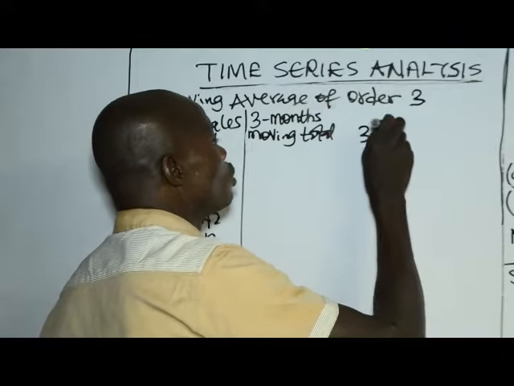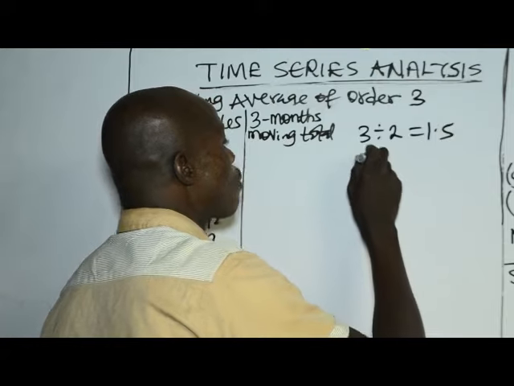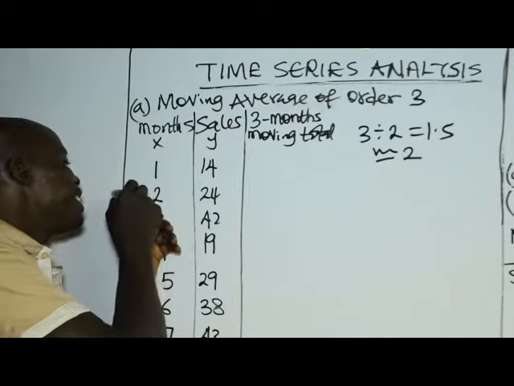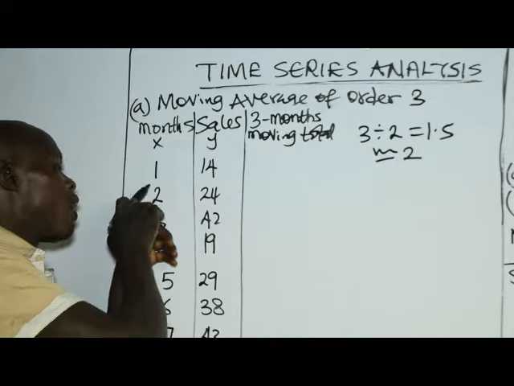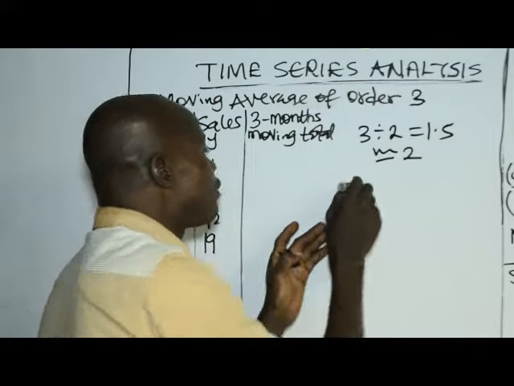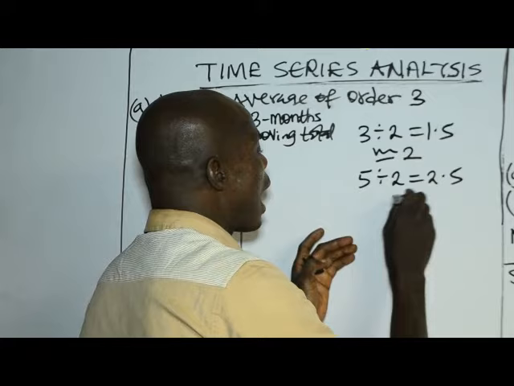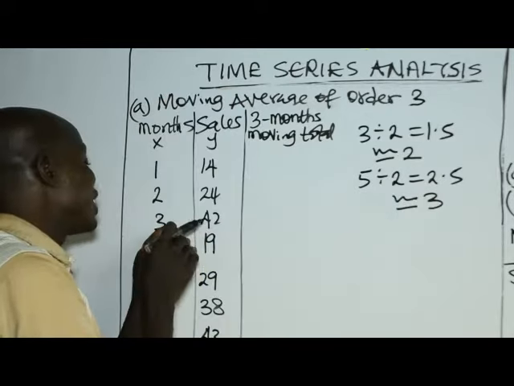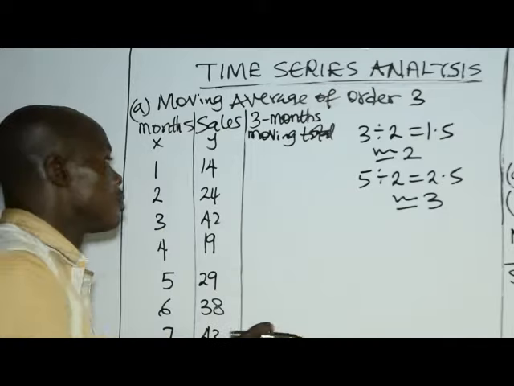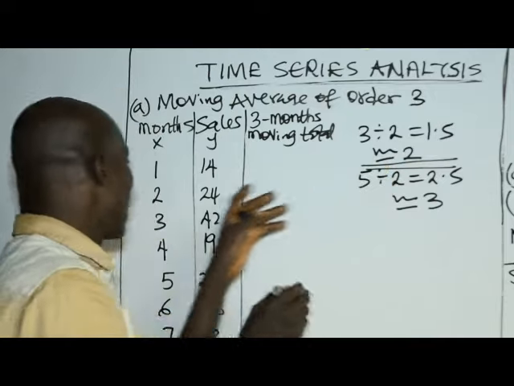if you divide 3 by 2, that will be 1.5, and 1.5 is approximately equal to 2. That means you will start inserting the result from the second month. If you were to calculate the 5 months moving average, dividing 5 by 2 gives 2.5, which is approximately 3, so you would start inserting the result from the 3rd month. Since it is a 3 months moving average, we start inserting from the 2nd month.